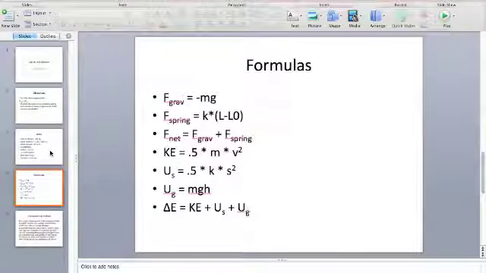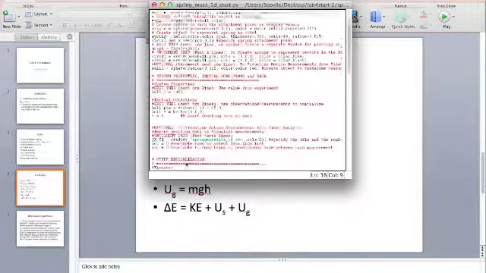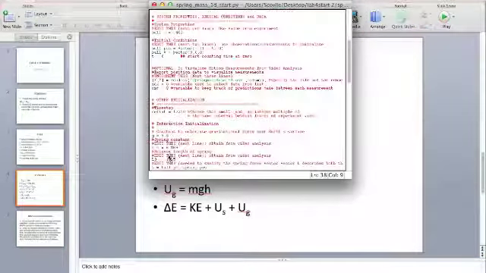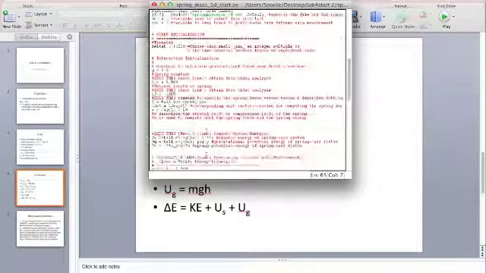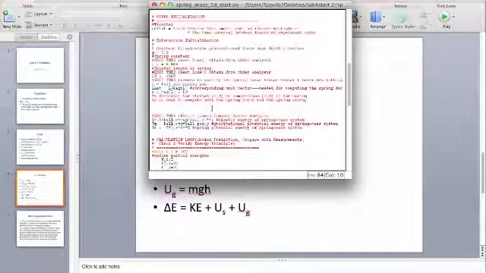Using that data, we will plug that into formulas to find the force of gravity, the force of the spring, the net force, and the kinetic energy, potential energy of the spring, and potential energy of gravity. And we'll combine that all together to find the total change in energy. Using the data found in Tracker, we input our values for mass, initial position, initial velocity, the spring constant, the length of the relaxed spring, and the end time seen here. Next, we move on to the calculations.